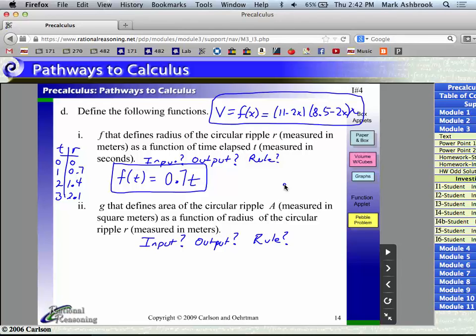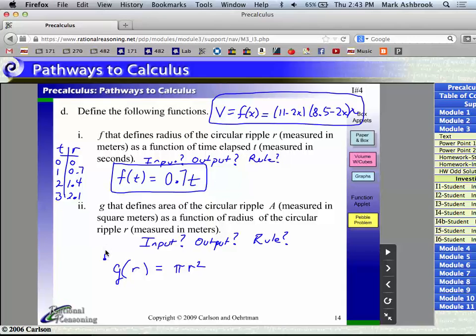Okay? Input of G. Is it radius or area? Right, it's the area as a function of radius. Output as a function of input, right? So G of R. And so what is the rule? The rule is going to have A's in it or R's in it? It's going to be an expression of R's that gives us area, which is what? For a circle. What expression of R gives the area of a circle? If you remember from geometry, pi r squared.